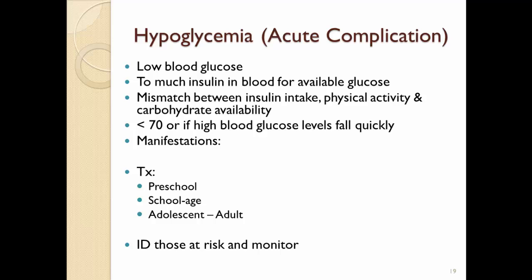The treatment is what they call the rule of 15, meaning that I check your blood sugar. If you're symptomatic, non-symptomatic, it doesn't matter. If your blood sugar is low, less than 70, we're going to give you 15 grams of carbohydrates. Well, what kind of carbohydrates are we going to give? We are going to give simple carbohydrates.